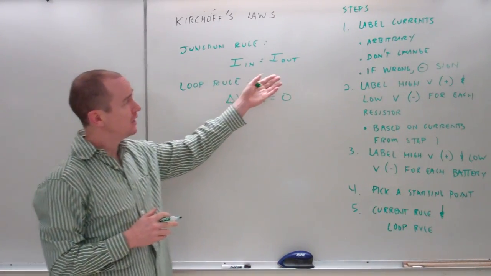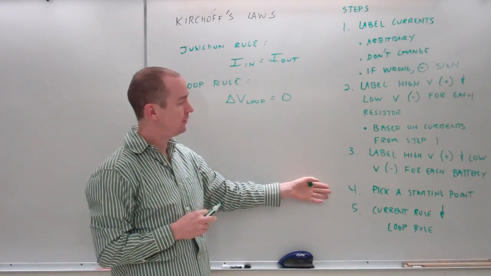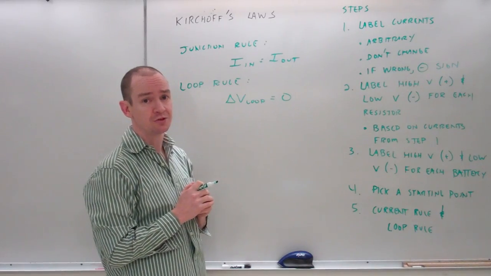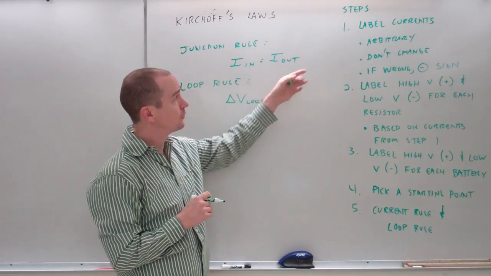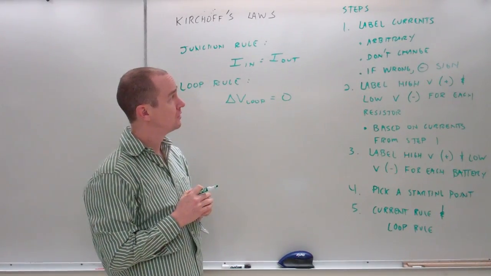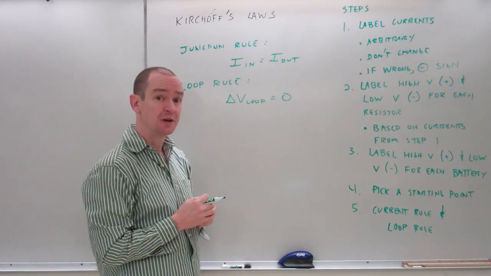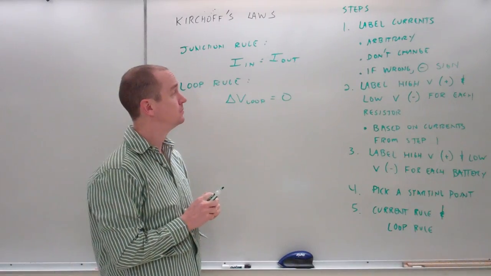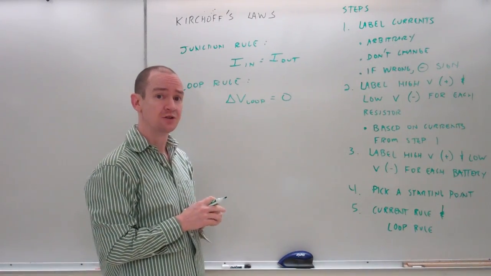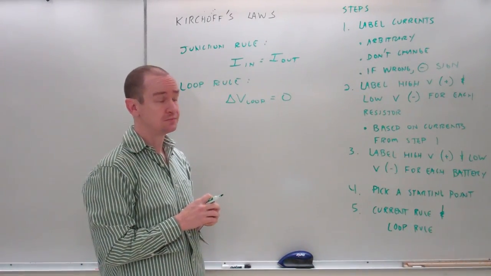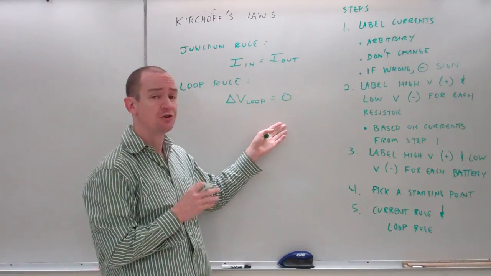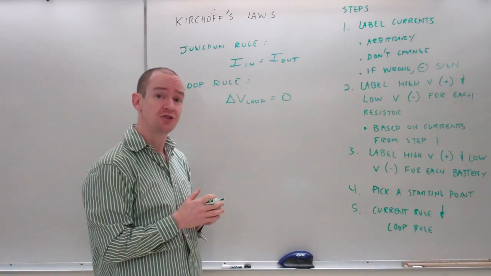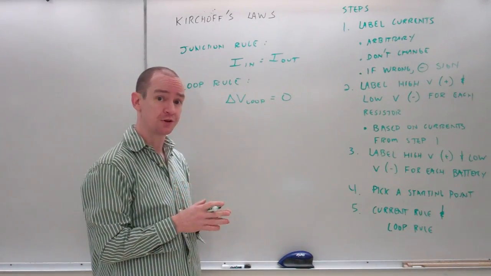Now the steps for applying these rules are over here, and you should pause the video and take a moment to copy them down. We'll look at two examples in just a moment. First, you need to label the currents. How you label the currents is completely arbitrary, but you need to pick a direction and a label for them. Once you've set these currents, don't change them. If it turns out you labeled a current incorrectly, which you probably will, don't worry, you'll just get a negative sign when you solve for the current.